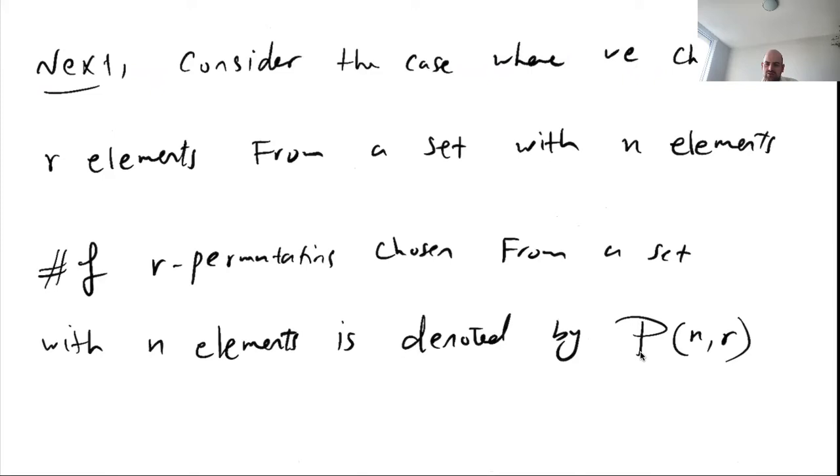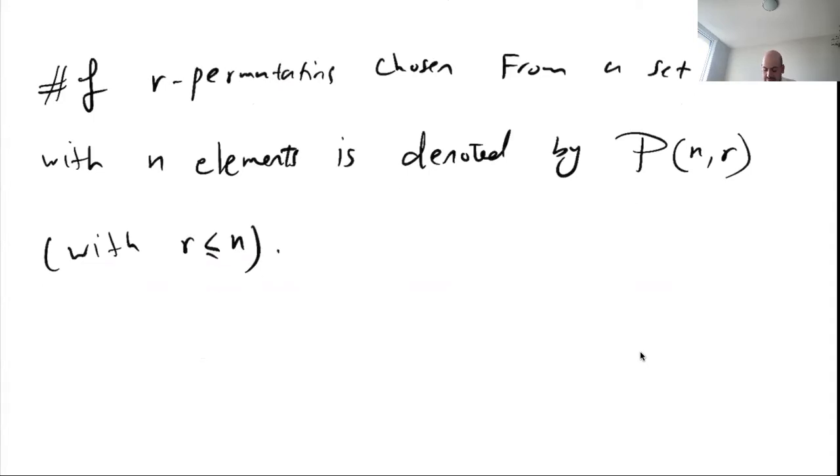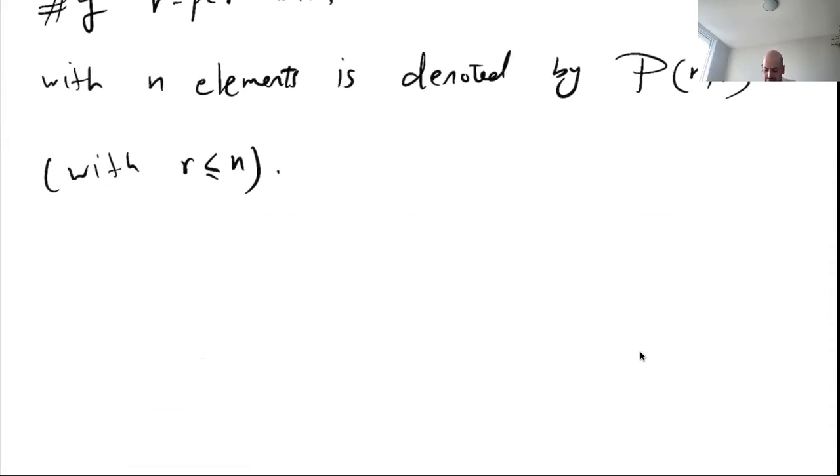So we want to count the total number of R permutations, which means permutations of a set with R elements chosen from a set with N elements. Of course, N has to be bigger than or equal to R, right? Because you want to choose R elements out of N elements. So that means, of course, R has to be less than or equal to N. So we want to know the formula for P(N,R).